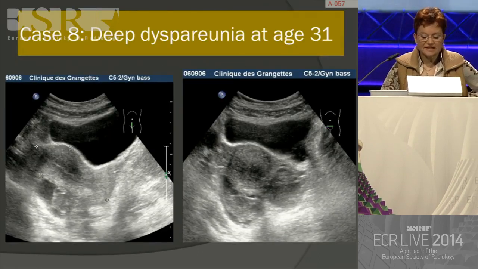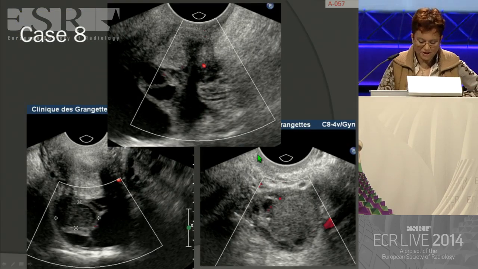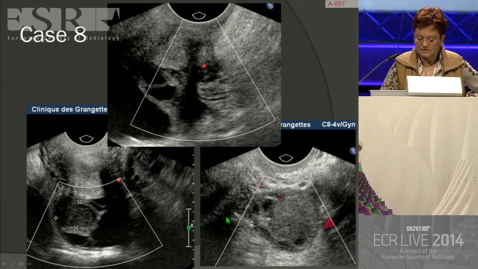Let's go to case number 8. We have a patient aged 31, deep dyspareunia, sagittal view and axial view transabdominally. Uterus is here. Now I show you endovaginal images, sagittal through the cul-de-sac. This is the cervix here. This is the cervix axial.